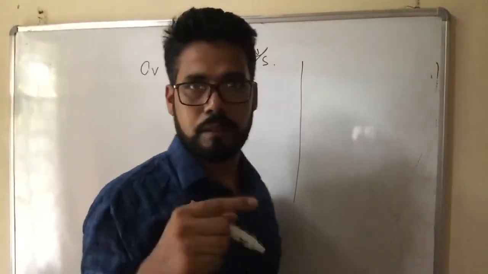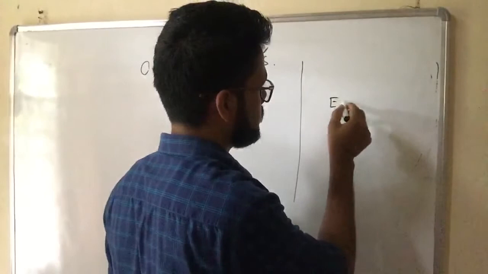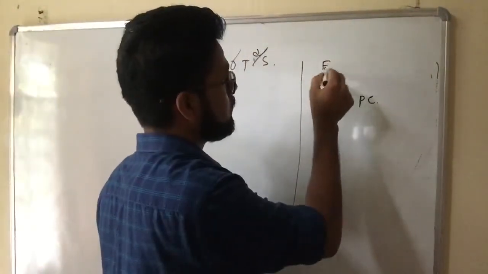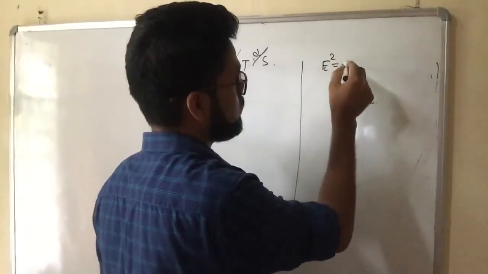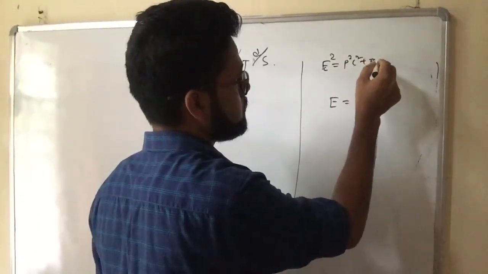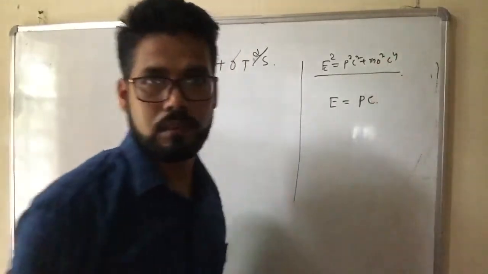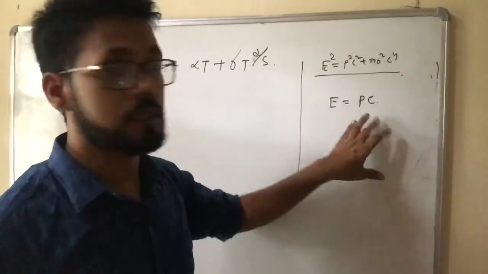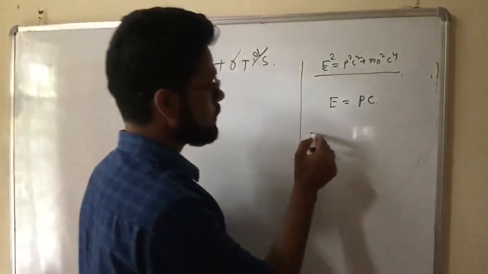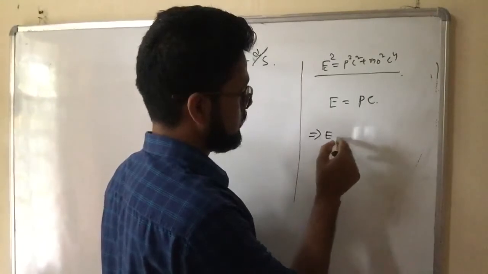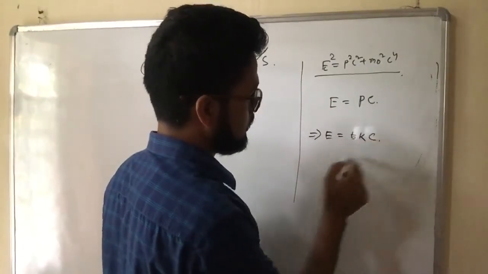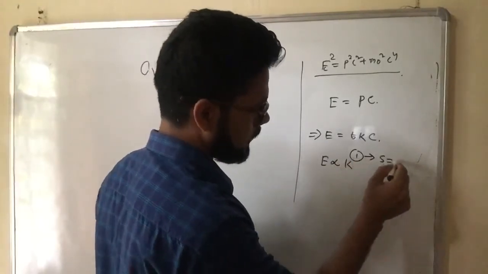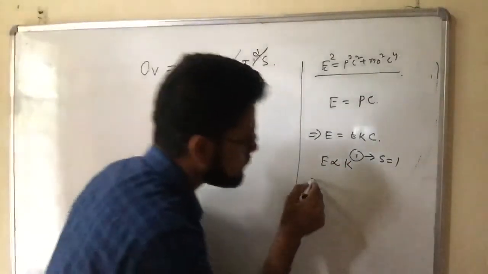Do phonon and photon have the same rule? Energy equal to how much? E equals pc. Because I derived this formula, E squared equals p squared c squared plus m naught squared c to the power 4. This is the relativistic relation. The mass of phonon is 0 and photon is also 0, so this part will be 0, so E equals pc. So E equals h cross k c, that means E is proportional to k. This is known as the dispersion relation.